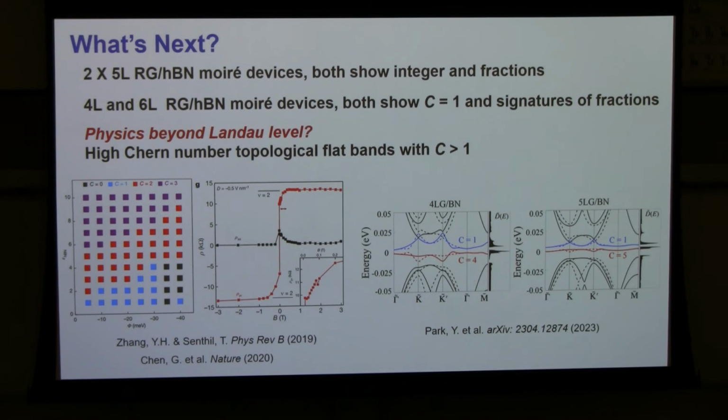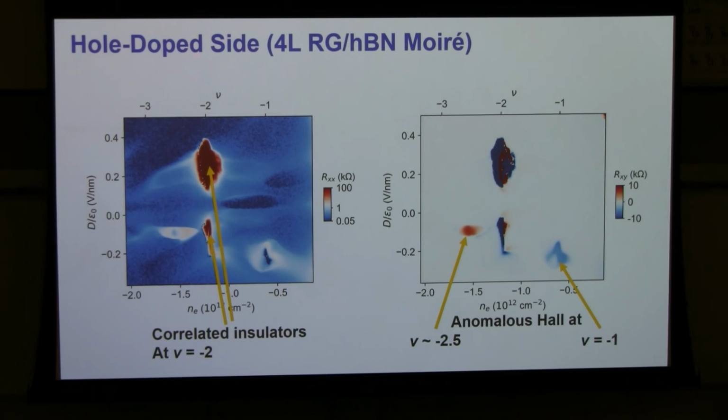Well, experimentally, let me show you this. This is a hole-doped 4-layer rhombohedral graphene hBN Moiré superlattice. Now we're looking at the hole-doped side. From the phase diagram, you see this is 1 hole per Moiré. It has vanishing Rxx, has a big Rxy.